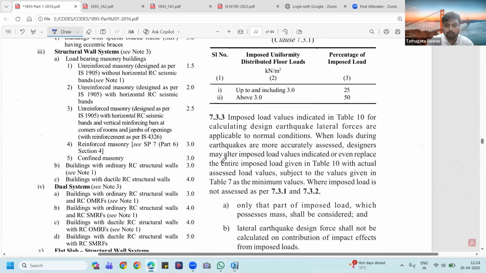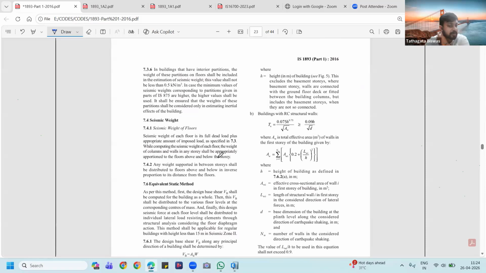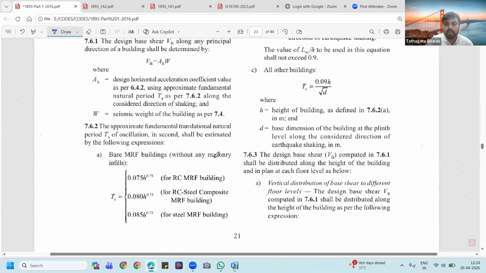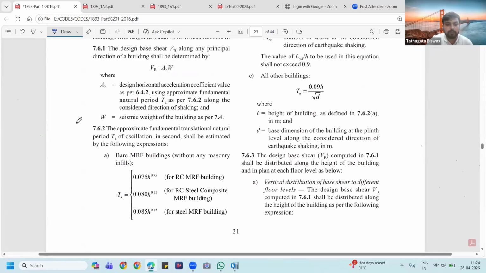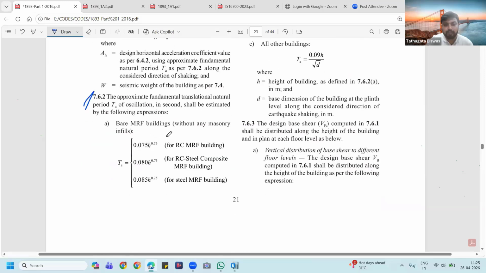Before that, another very important thing is time period. We have seen that Sa by g is also dependent on time period. Now, how does this time period come? In this code, on page 21, clause 7.6.2 talks about different scenarios of time period, right? So first is bare MRF buildings. Bare MRF, as I have told, moment resisting frame means MRF, so without any masonry infills.